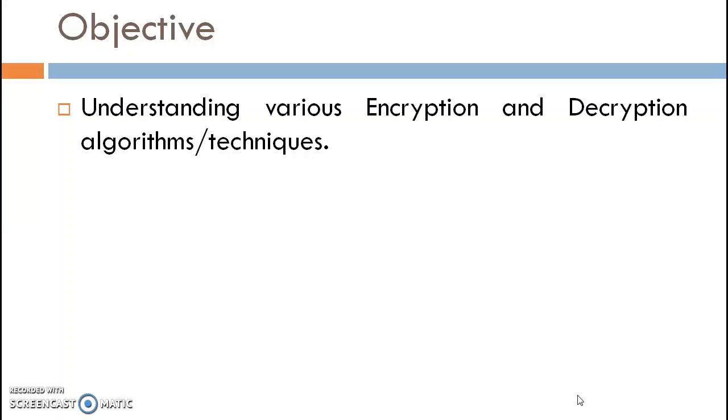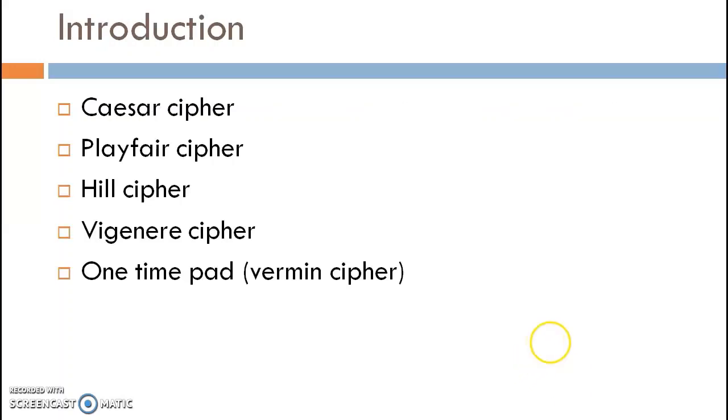Objectives. This video covers understanding of various encryption and decryption algorithms. After watching this video, students will be able to understand various encryption algorithms, or say various ciphers, like Caesar cipher, Playfair cipher, Hill cipher, Vigenere cipher and one-time pad, or say OTP, or say Vernam cipher.